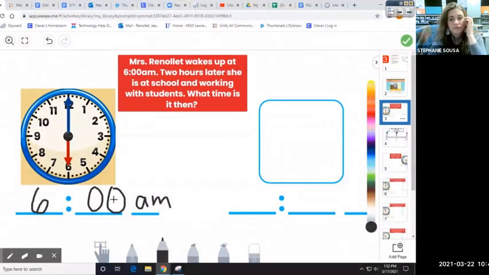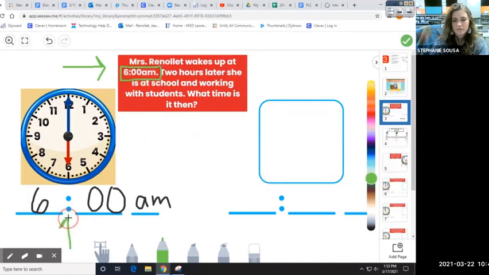Our problem says Mrs. Renalé wakes up at 6 o'clock a.m. 2 hours later, she is at school and working with students. This is a true fact, by the way. What time is it then? Today you will be given a situation just like this, and your job is to find out how much time has passed. So let's look more closely at our problem. Mrs. Renalé wakes up at 6 o'clock a.m. I notice my start time to the left matches what is in my story. My analog clock and my digital clock say 6 o'clock a.m.